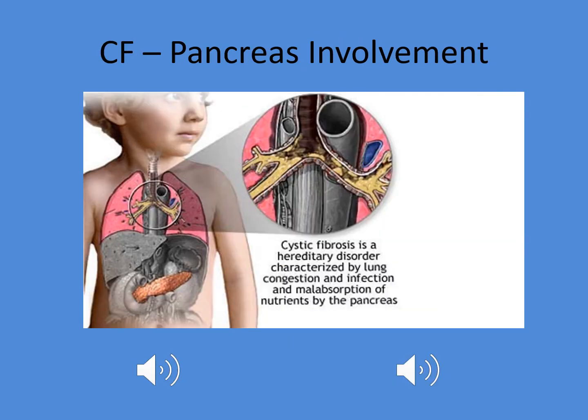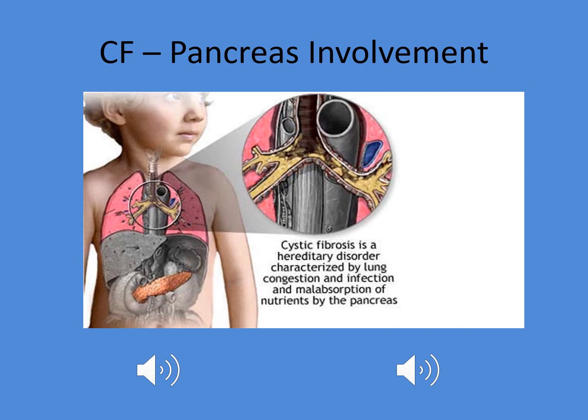Right, so now we're going to talk about how it affects the pancreas. And just a little bit ago, I had said that there was an absence of the pancreatic enzymes in the duodenum.